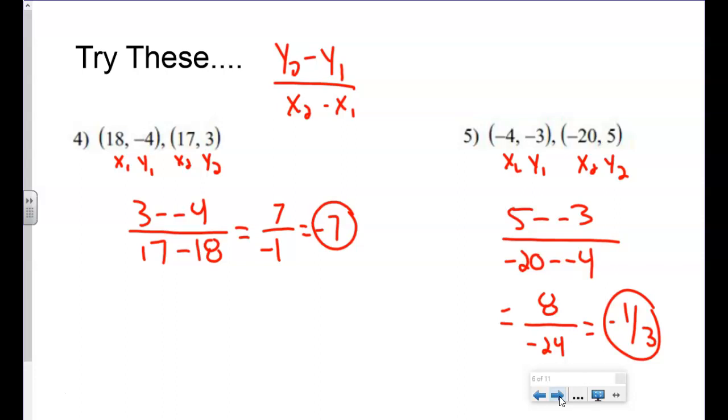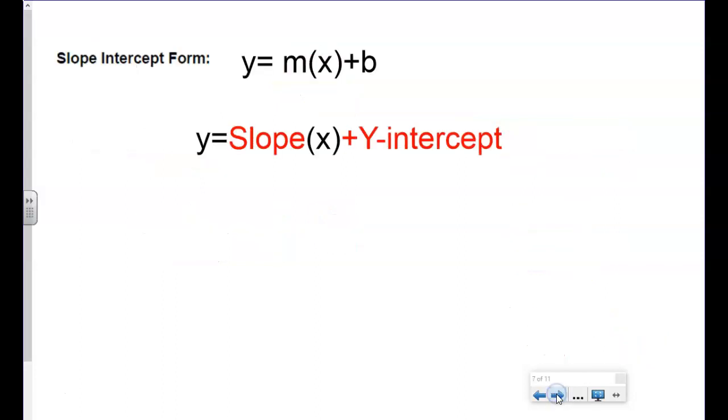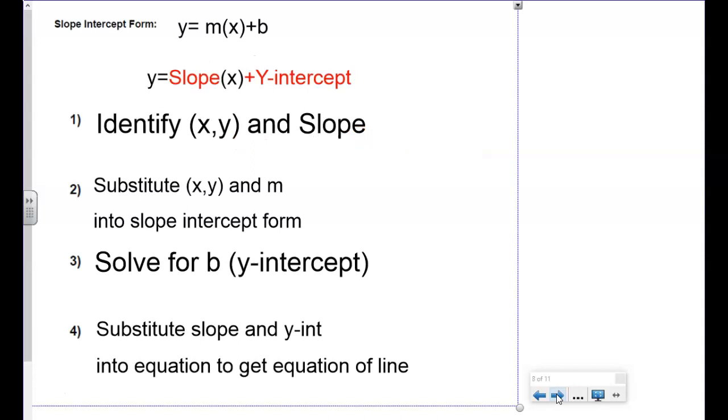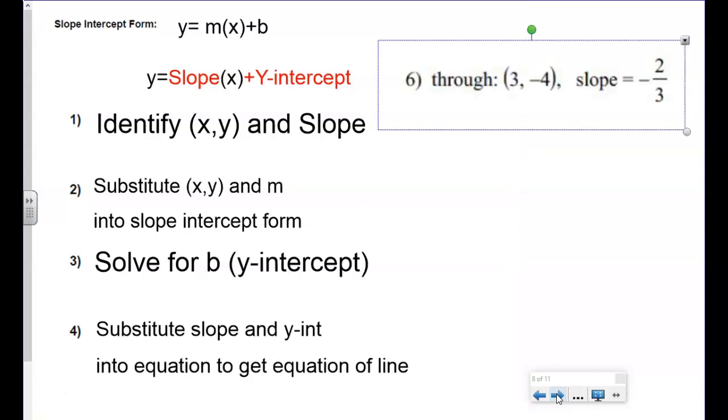Okay? So, what we want to do is find the equation of a line. If you guys remember, you've talked about slope-intercept form before. y equals mx plus b. Or another way to think about it is y equals the slope times whatever x is plus whatever the y-intercept is. So what we want to find out is what the y-intercept is if we know what the slope is. So here's some easy steps. You guys can pause the video and just write these down, and I'm going to walk through each of these steps for you guys with this problem.